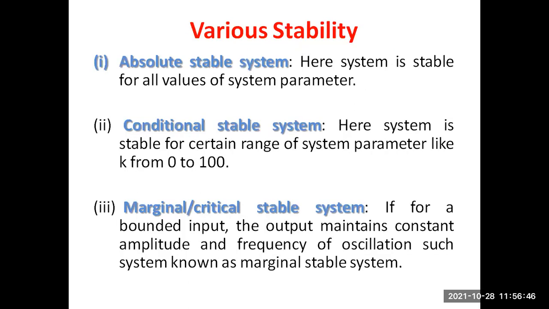So what are the different kinds of stability? What are the various kinds of stability? First is the absolute stable system, then second is the conditional stable system, and third is the marginal or critical stable system. Now what is the absolute stable system?